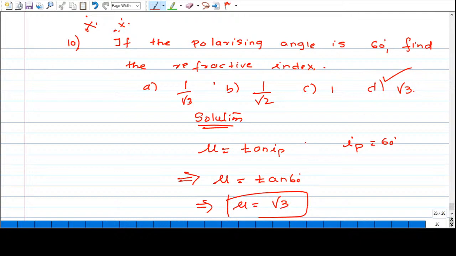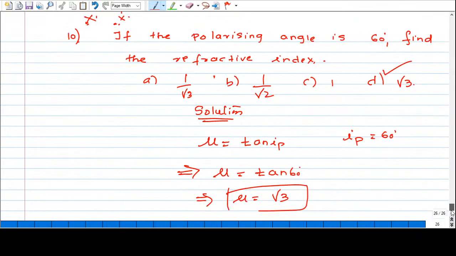So this is another one of the important one. The same questions sometimes they may ask like this also. If the refractive index is 1, find the polarizing angle.